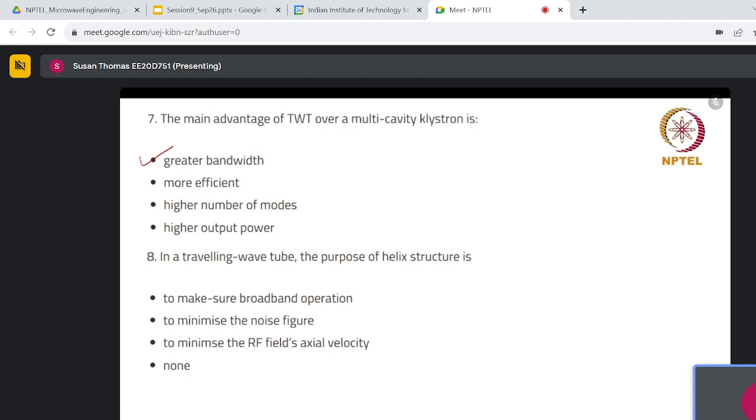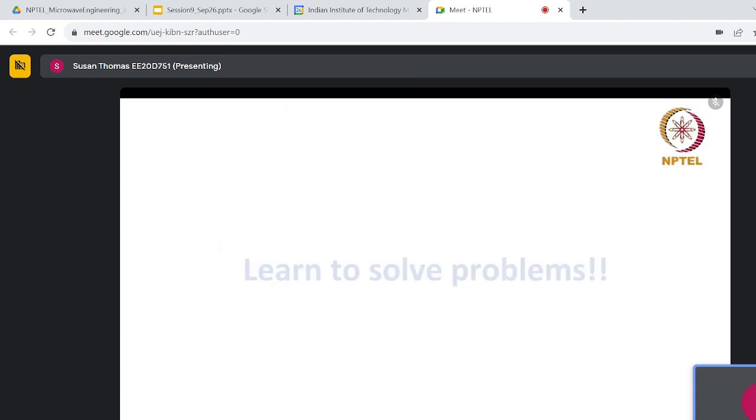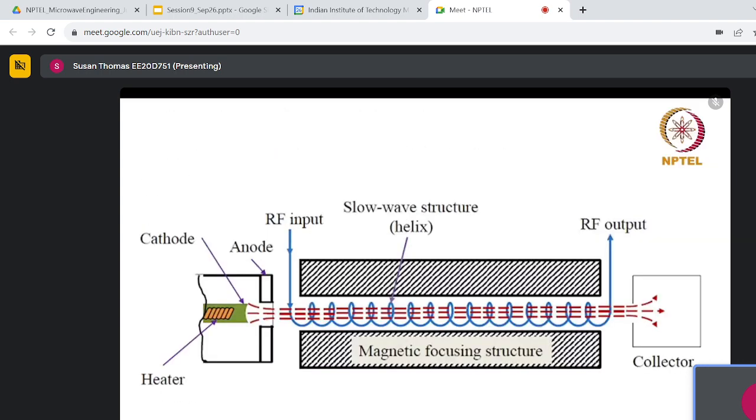Okay, now we have a question about the TWT. So let me just quickly show you the structure of a TWT. You know that it's a slow wave structure which is like a helix. Here you have the cathode and here you have the anode which will accelerate. So this will generate the electrons. This will accelerate the electrons. And you see the RF input is being applied onto one side of the coil, the helix coil. And this electron beam is going to pass through this.